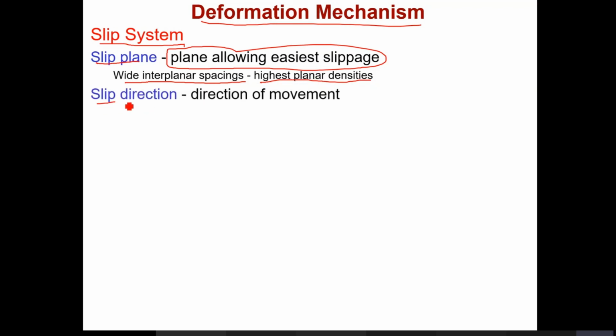And the other thing is the slip direction. The direction of movement is the direction that has the highest linear density, that means the atoms per unit length of that direction would be highest. So in order to have deformation or dislocation movement, you need to have a slip system, a slip plane and a slip direction. And what are the conditions? Wide interplanar spacing and high planar densities for the slip plane, and highest linear densities for the slip direction.